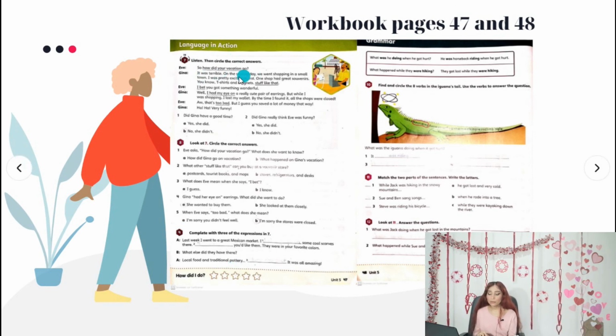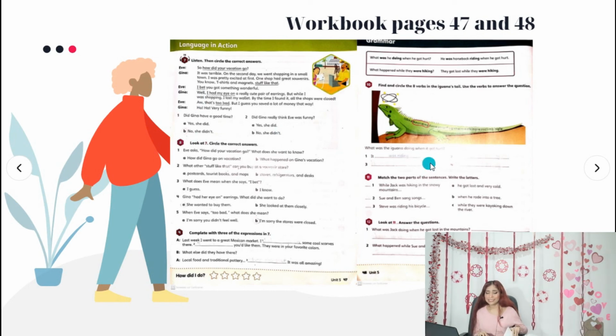Okay, so as you could see, if you paid attention, you have underlined sentences. The first one says, how did your vacation go? Next, stuff like that. I bet. I had my eye on. Too bad. So you're going to fill in the blanks of this conversation with the expressions, the underlined expressions. Now, we can go to the next page, that is page 48.